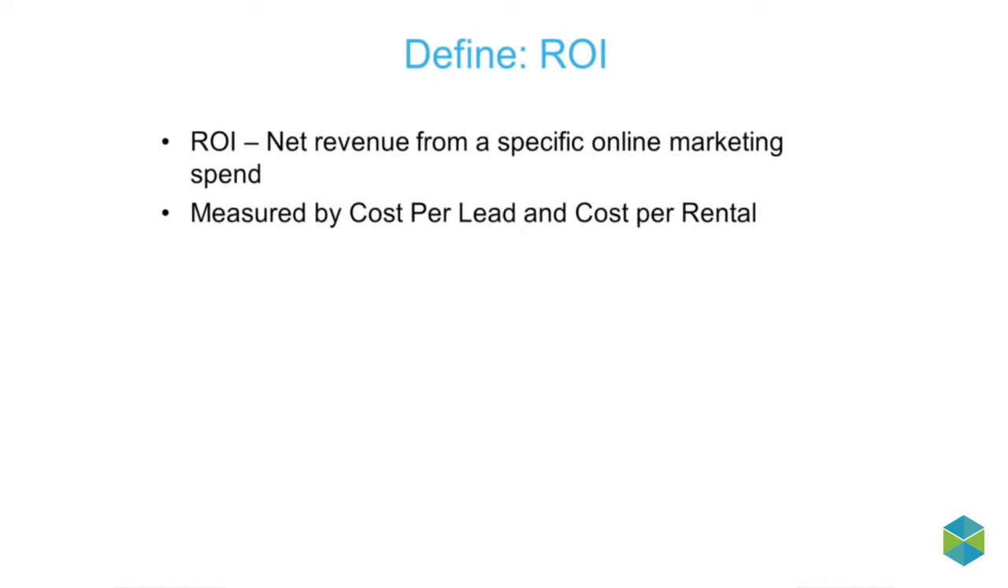So first, let's go ahead and define ROI. ROI is simply net revenue from a specific online marketing spend, so return on investment. Of course, return on investment can be calculated for anything. We're specifically talking about online marketing today. This is measured by cost per lead and cost per rental. So two things we're going to look at calculating today to get an idea of your ROI from those online lead sources.